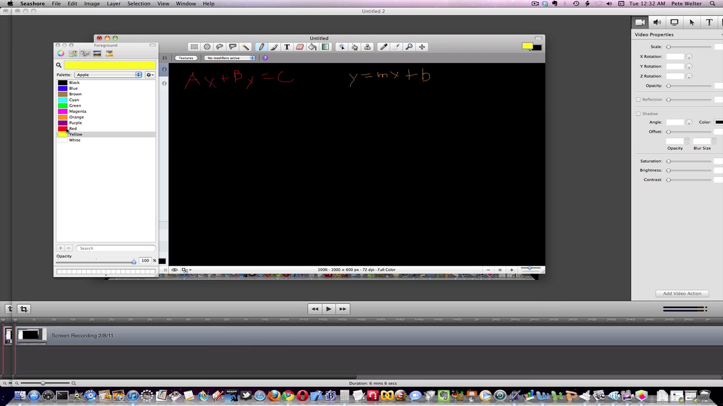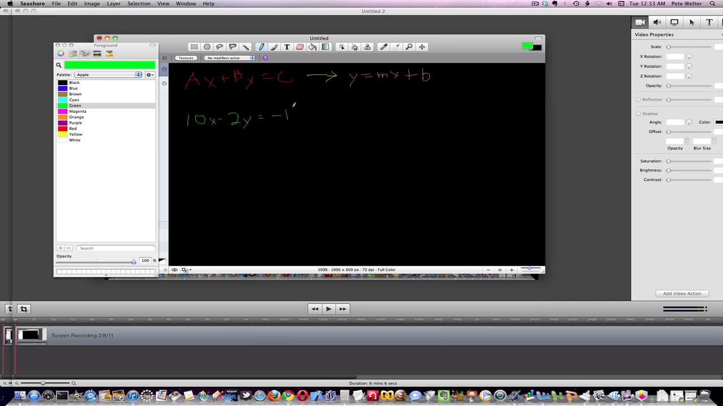Okay, and we saw before that we could take something in standard form and move it to slope-intercept form. We could transform it. So let's do one more example of that here. Okay, let's see. Let's go with 10x minus 2y equals, let's see, how about negative 14, okay?